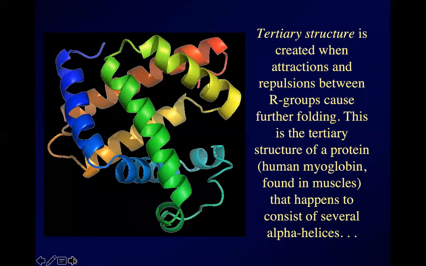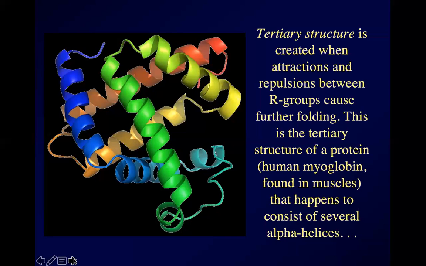Now, tertiary structure happens when R groups attracting or repelling each other make the entire protein fold up. So this happens to be a protein that's found in muscles. It's important for transporting oxygen within your muscles. It's called myoglobin. It's responsible for the dark red color of muscle, or for that matter of meat. If you buy raw meat, it's dark red, beef anyway. A lot of that is because there's lots of myoglobin in beef.